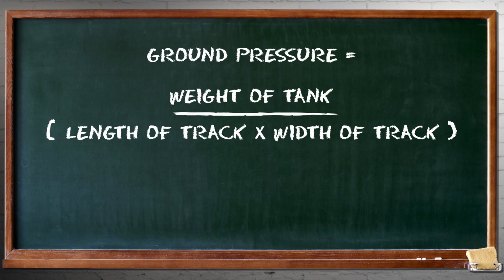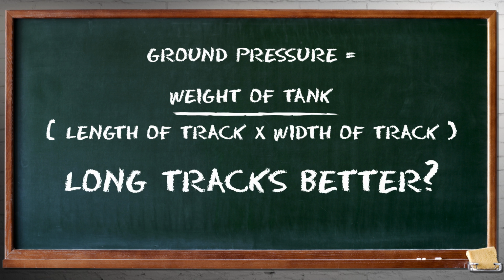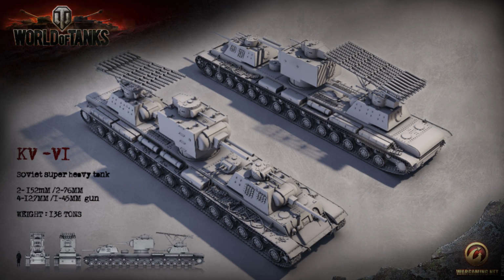All right, so a little bit more maths. If ground pressure is the weight of the tank divided by the length of the track multiplied by the width of the track, i.e. surface area, long tracks are better, right? Well, yes and no. The KV-6, we did not invent this. Go online, there's a wonderful backstory to the KV-6. There was actually another KV-6 which if I recall was a flamethrower, but this particular one, it's quite amusing.